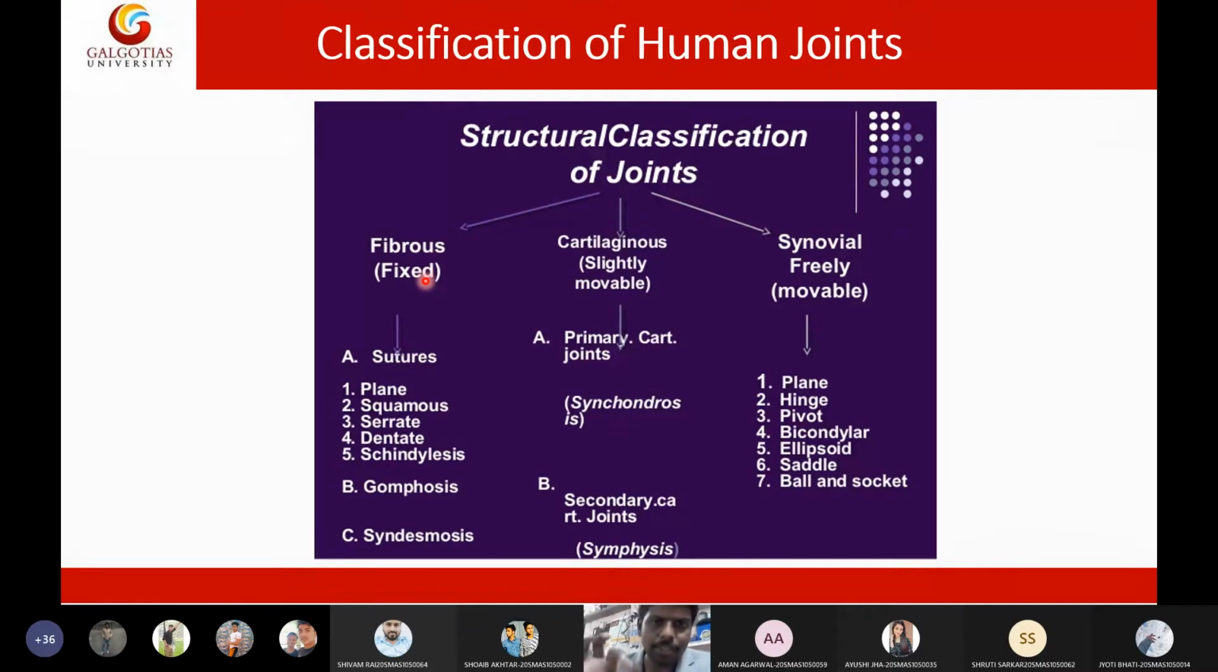They are the joints which are fixed permanently. There won't be any movement in between these fibrous joints. Okay, so such joints are called immobile or fixed joints. Now these fixed joints are of three types, students.